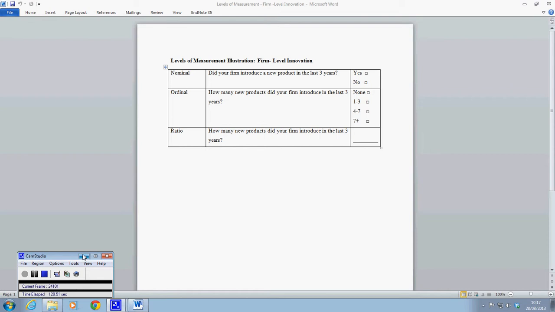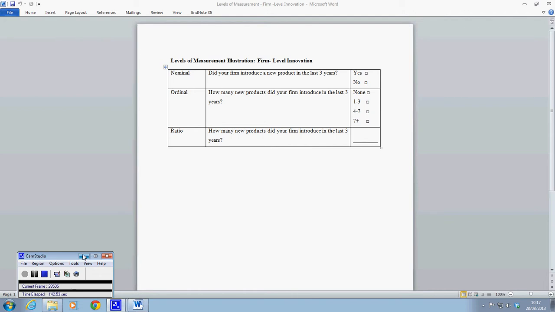Okay, and again, ratio is the most informative. Okay, in that if somebody writes down that they've introduced 4 products in the last 3 years, well, we know that that person has introduced twice as many products as somebody who has answered 2 to that question.